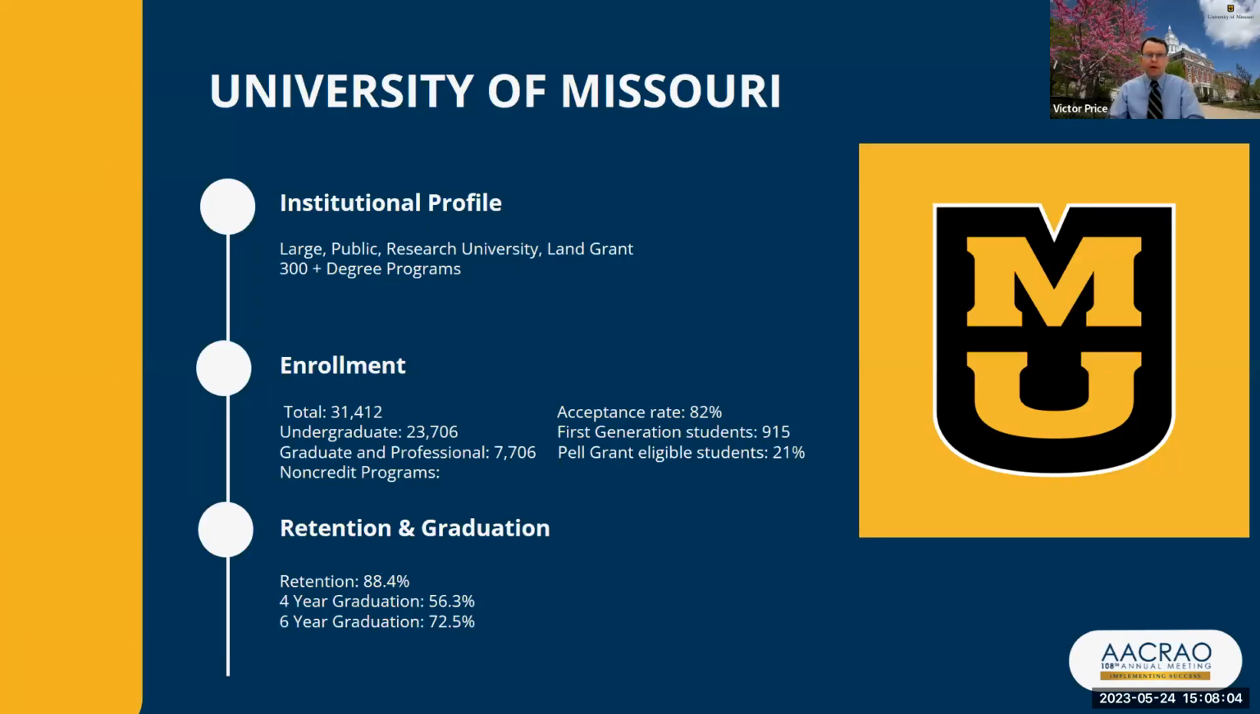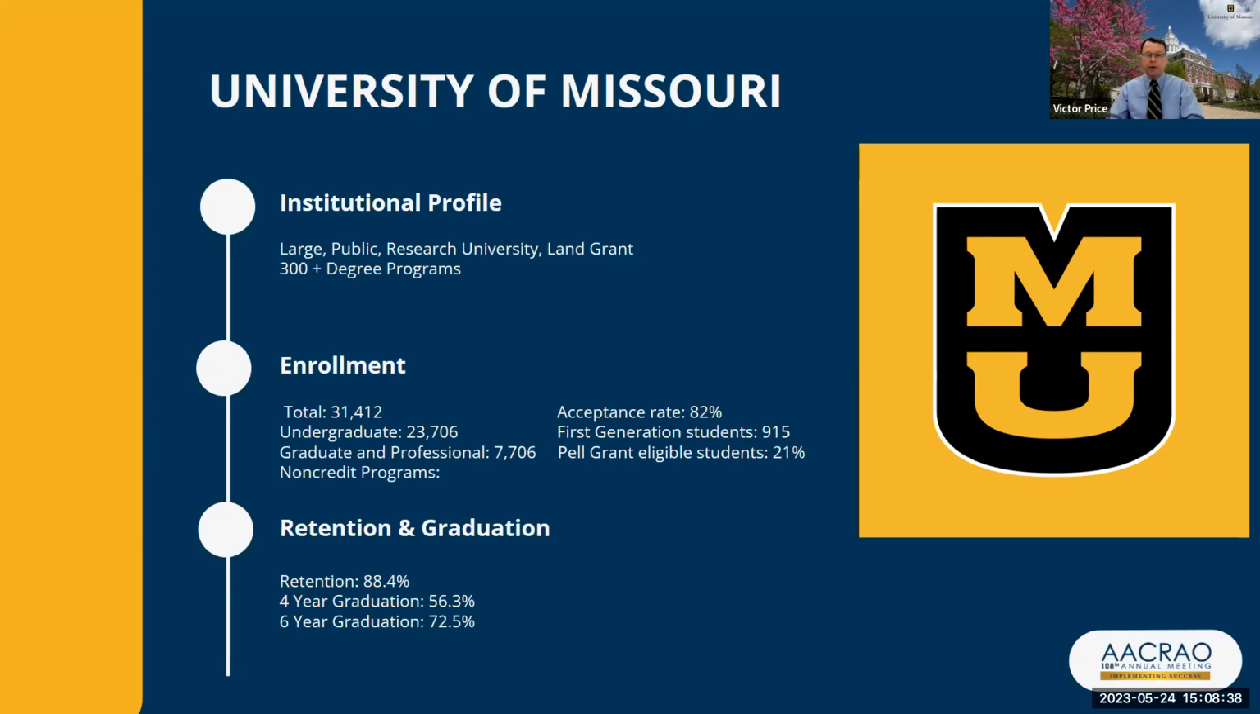Hello, everyone. I'm Victor Price. I'm the Associate Registrar at the University of Missouri in Columbia. The University of Missouri Columbia is a large public research university, and we are also a land grant university with over 300 degree programs. Our current enrollment is a little over 31,000, and we have an acceptance rate of about 82%. We're doing really well on retention. We've been growing and improving that for some time, and we're up to 88.4%. And we're pleased with that, and of course, going for higher. And our current graduation rate in 4 years is 56%, and our 6-year graduation is 72%.